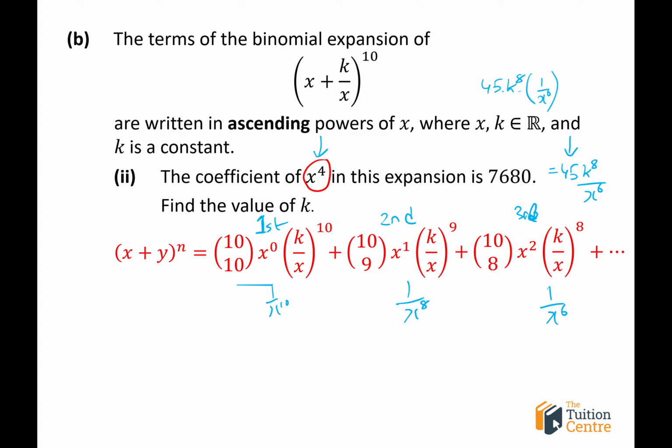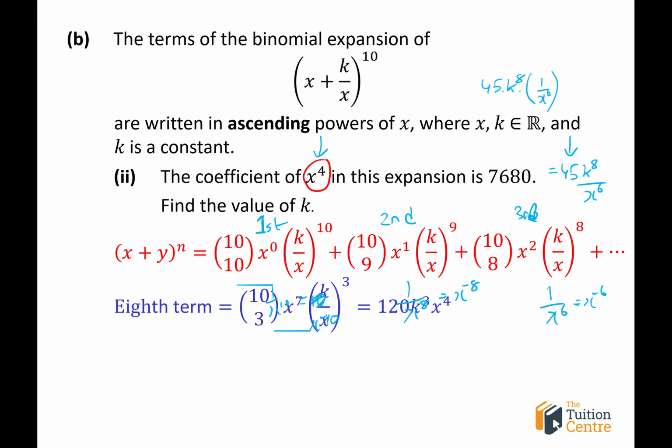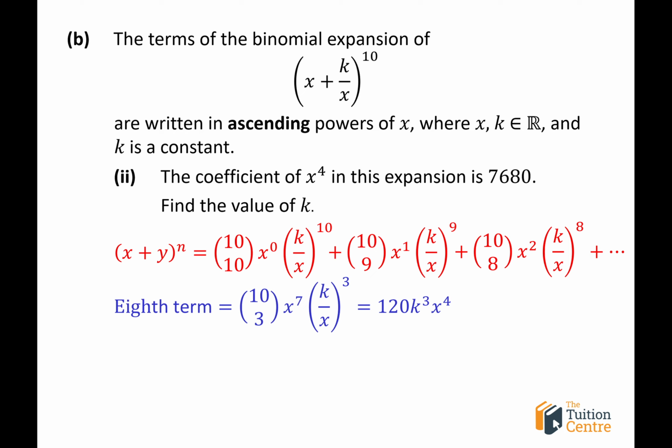So, okay, if we write this, it would be x to the power of minus 10, x to the power of minus 8, x to the power of minus 6. Our numbers are getting bigger, but we've actually got to go all the way to the 8th term, when we get to 10 choose 3 times x to the power of 7 times k over x to the power of 3. In that case, we're going to have 10 choose 3 times x to the power of 7 times k to the power of 3 over x to the power of 3. That'll simplify down into x to the power of 4. So we get 120 k to the power of 3 times x to the power of 4.